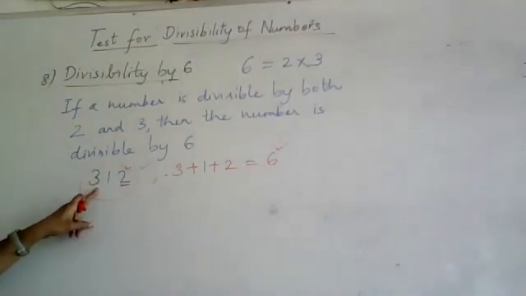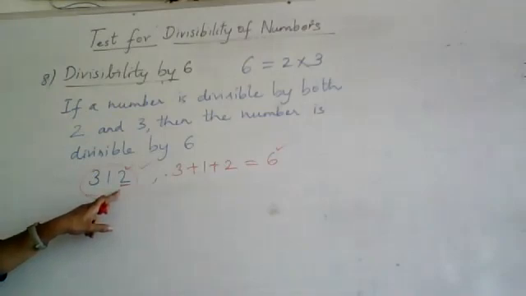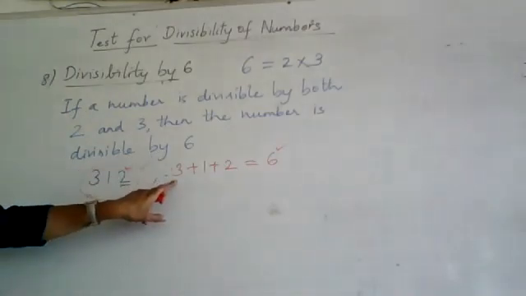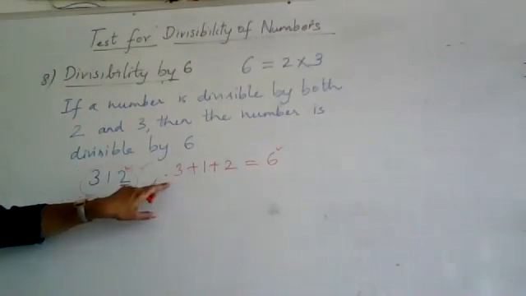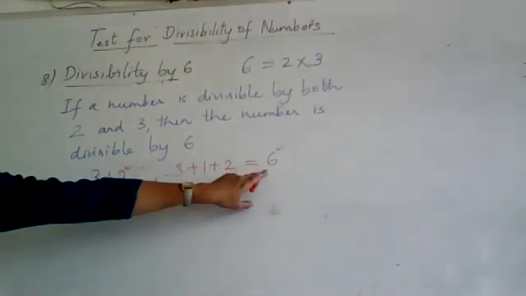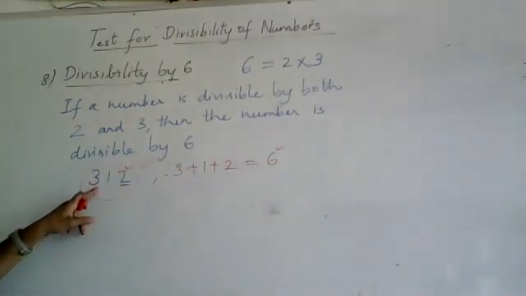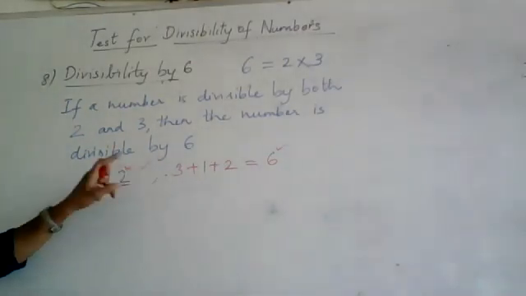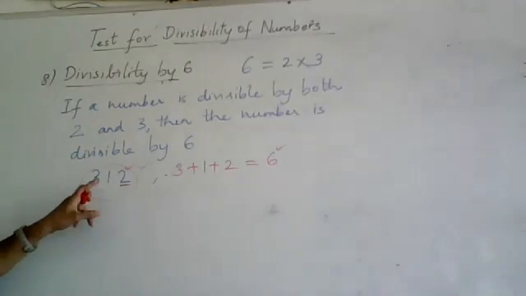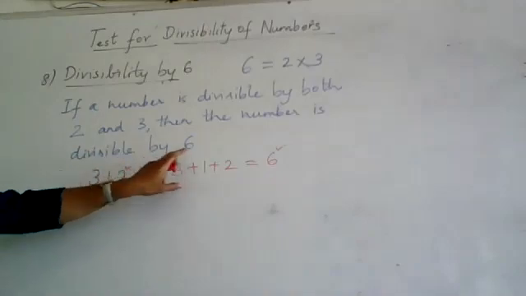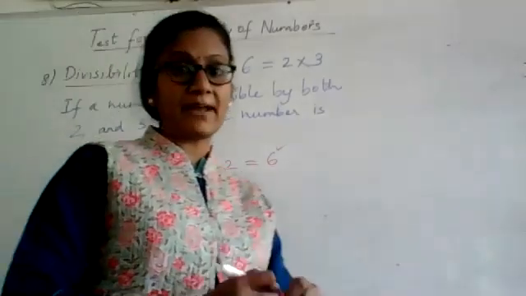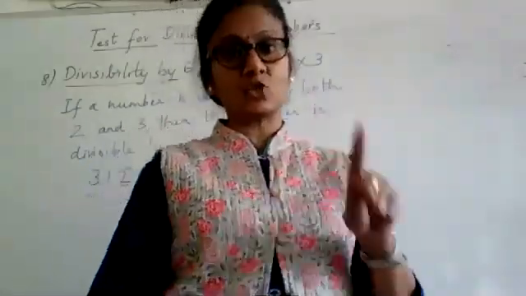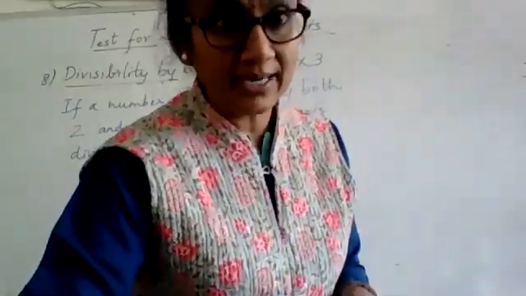So the number 312 is divisible by 2 because it is ending with 2. It is divisible by 3 also because when I add all the digits, I get a number which is divisible by 3. So I can tell now that 312 is divisible by 2. It is divisible by 3 also. Then I can definitely tell 312 is divisible by 6. So the divisibility of 6 depends on the divisibility by 2 and the divisibility by 3.